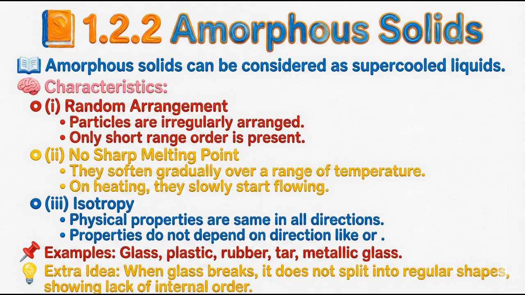They gradually soften over a range of temperature and slowly start flowing when heated. The third characteristic is isotropy. Physical properties of amorphous solids are the same in all directions. Their properties do not depend on the direction of measurement. Examples of amorphous solids include glass, plastic, rubber, tar, and metallic glass. An important extra idea to remember is that when glass breaks, it does not break into regular shapes. This shows the absence of a regular internal arrangement.